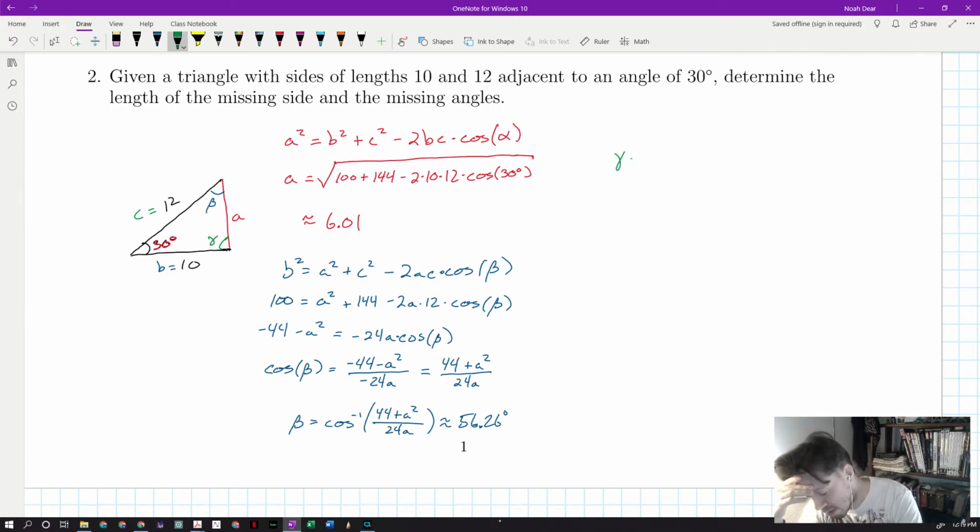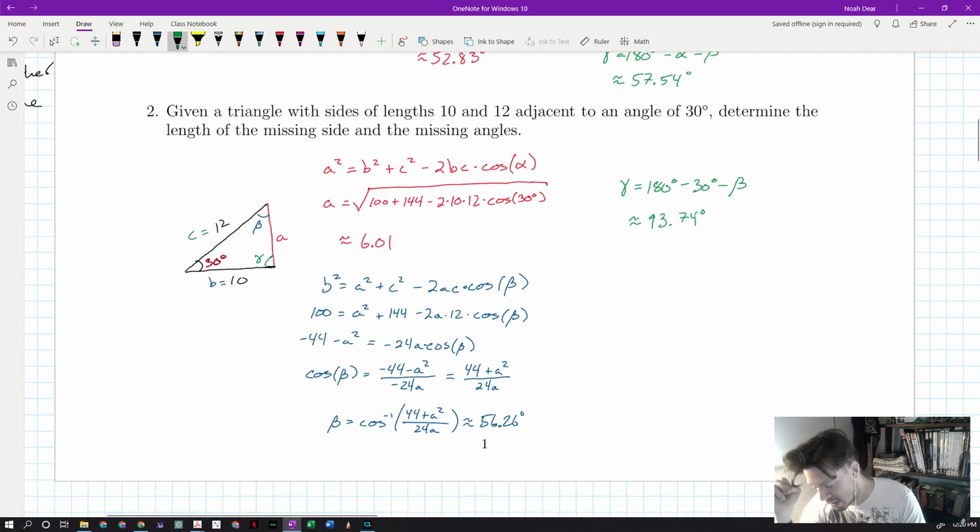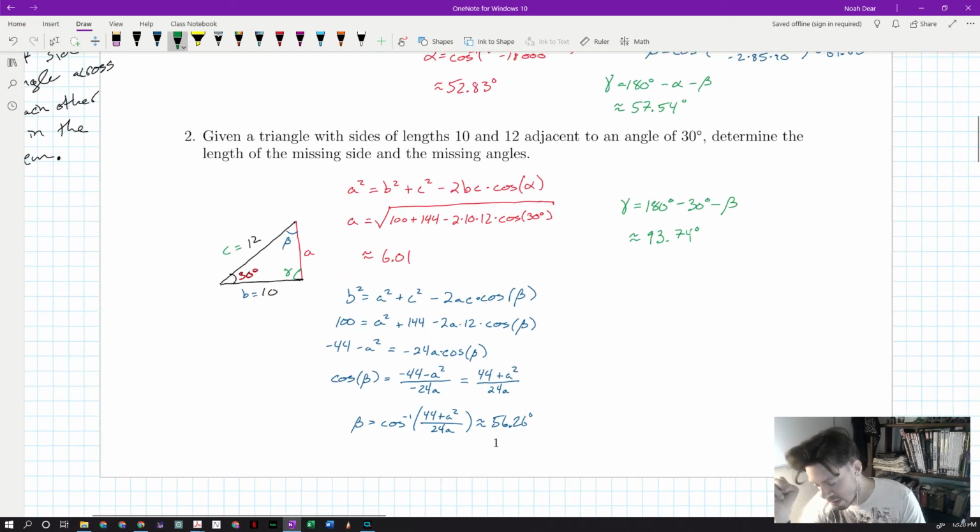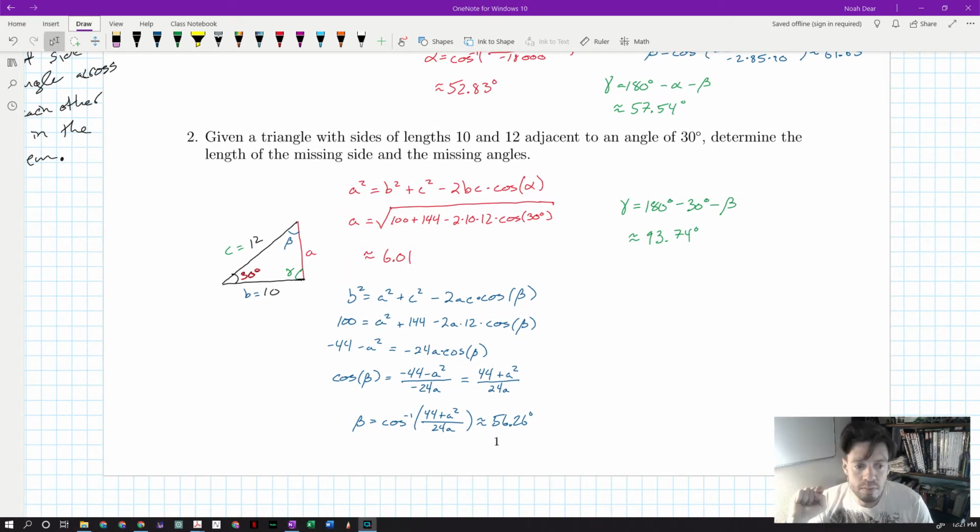All right, so gamma is the last thing we need. That's 180 degrees minus 30 degrees minus beta. And so that's 180 minus 30 is 150, minus the 56.26 is 93.74 degrees. And there we go. Now we've got all of the missing information. So we are done with this problem.